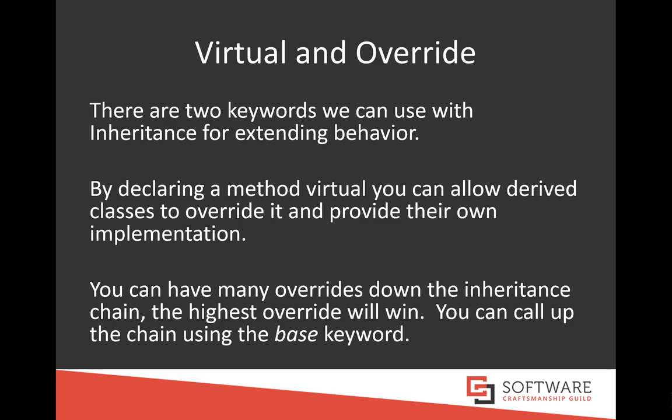There's two keywords we have to deal with when we're working with inheritance: virtual and override. These are optional keywords. If you don't declare a method as virtual, it's going to behave like a normal method. However, if you put virtual on a method, you can allow your derived children to override it using the override keyword, and then they can provide their own implementation. And if you're doing inheritance down a chain, you can have as many overrides as you want. The highest override is going to win. And you can call back up the chain using a keyword called base. And I'm going to demonstrate that to you later.